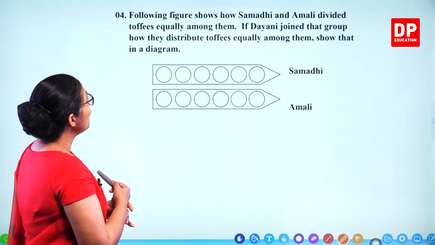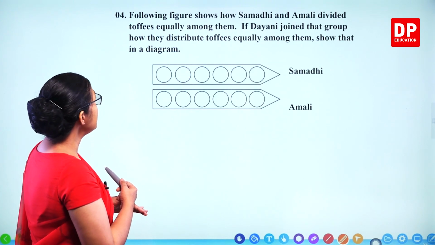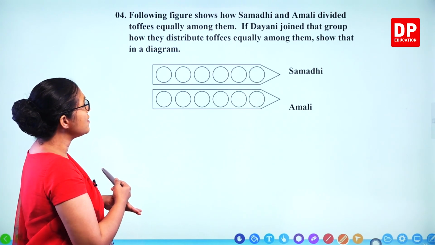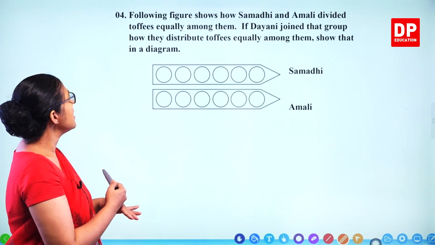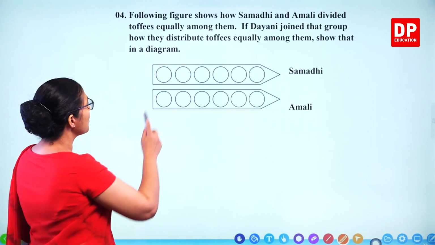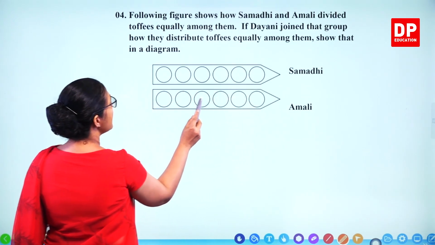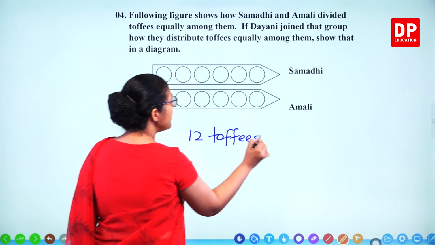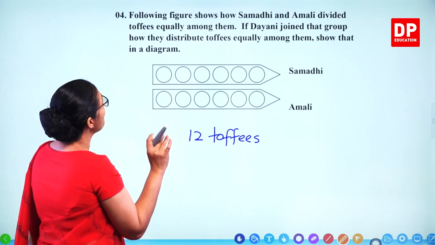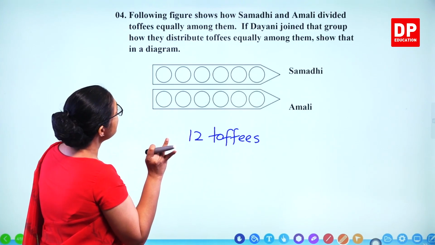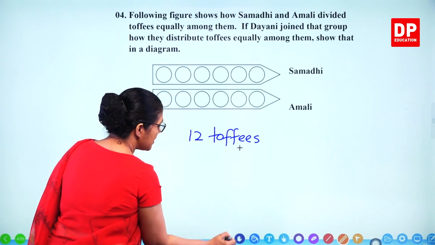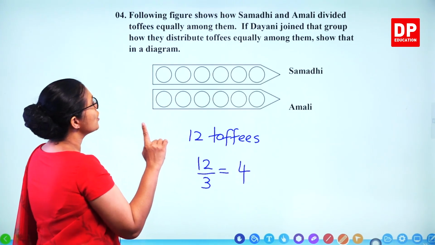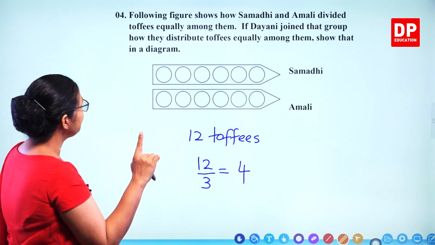Question number 4. The following figure shows how Samadhi and Amali divided toffees equally among them. If Dayani joined that group, how would they distribute toffees equally among them? Show that in a diagram. So altogether how many? 1, 2, 3, 4, 5, 6, 7, 8, 9, 10, 11, 12. 12 toffees are there. Now we have to divide this among 3 people, Samadhi, Amali and Dayani. So 12 divided by 3 is 4 each. So draw a diagram.